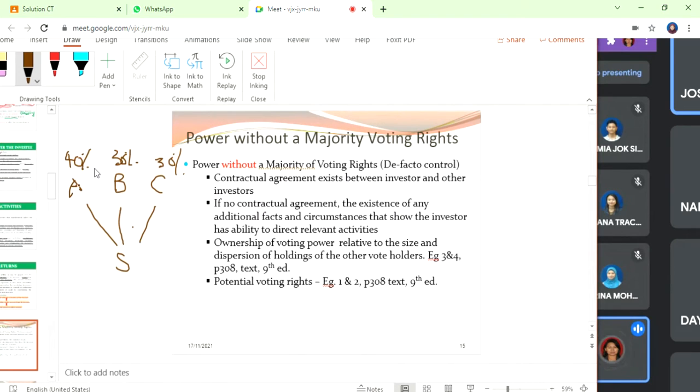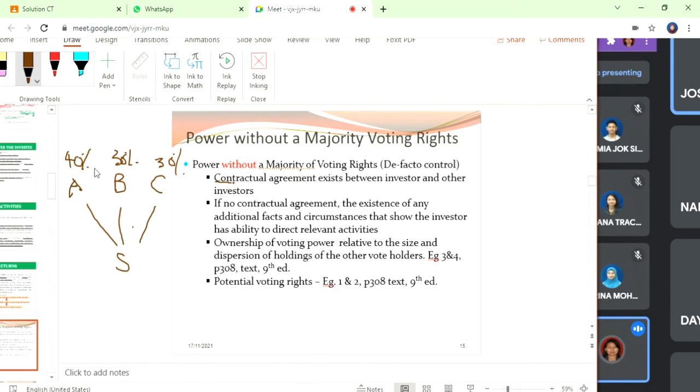So we need to know who is going to prepare the consolidated accounts. None of them has a majority of voting rights, so you cannot say, oh, I am better because I hold the most percent. There is no sufficient evidence to show that we have this power.